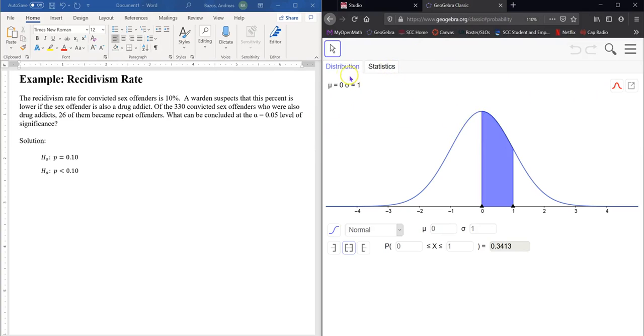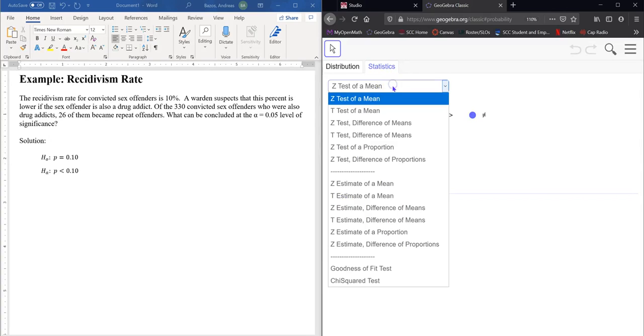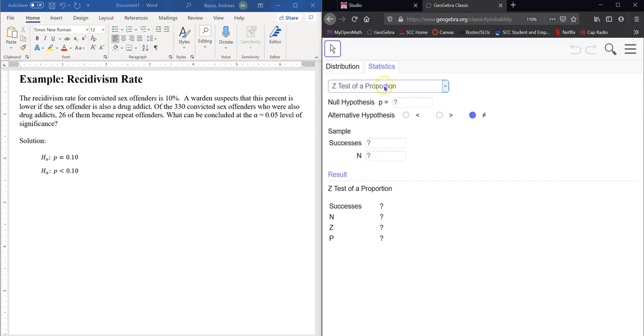But this isn't the page I really want, technically. I really want the statistics tab. And then I'm going to come to the particular test I want to do, which is a z-test of a proportion, a singular proportion. So there we go. And then we just have to fill in the blanks here.